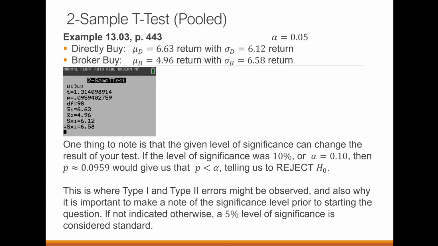This is where type 1 and 2 errors might be observed, right? It's also important to make note of the significance level prior to starting the question. If not indicated otherwise, a 5% level of significance is considered the standard. So if they don't tell you, you can assume 5%. But as your level of significance gets higher, the possibility for these type 1 and 2 errors goes up, right? Does that make sense?